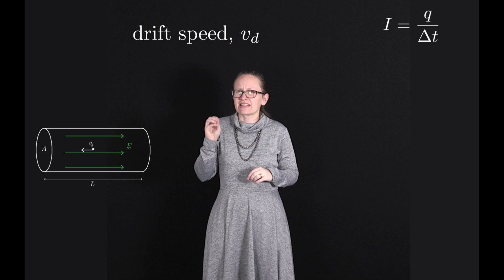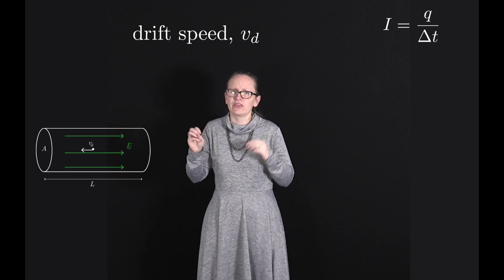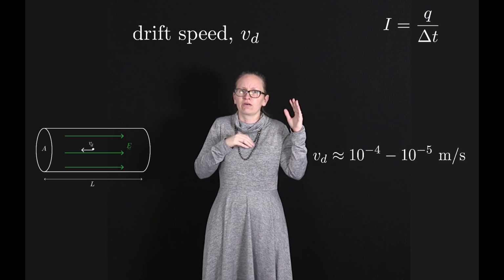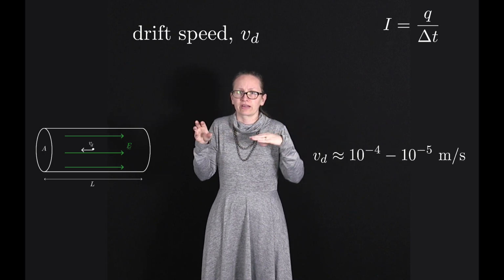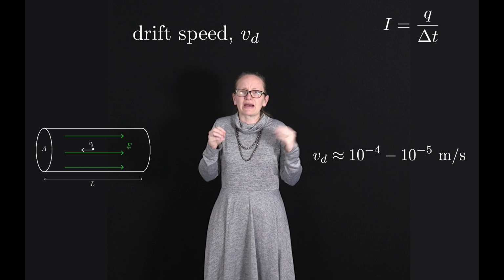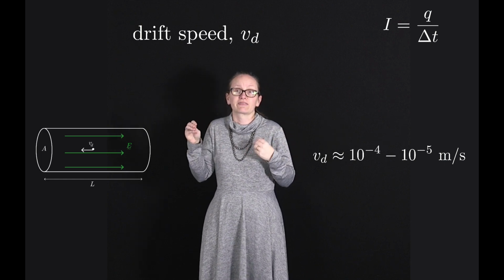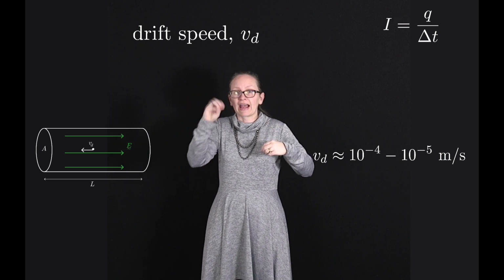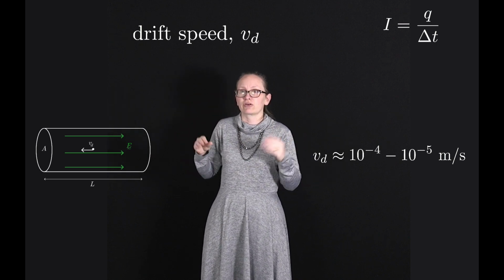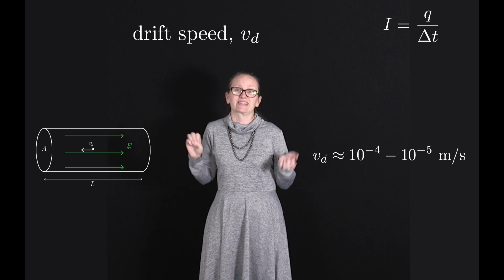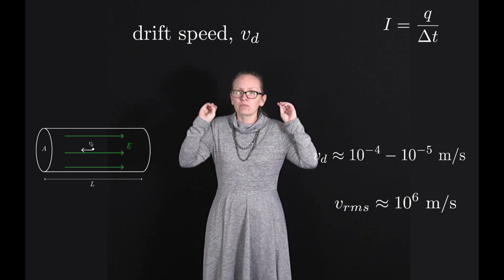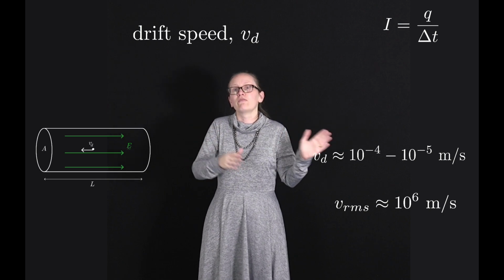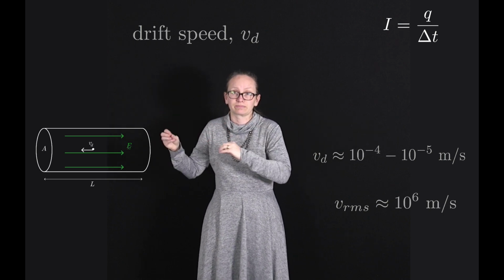Now, the drift speed is actually surprisingly small. If you think about the wiring in your house, the drift speed of the electrons through the wires is around 10 to the minus 4 to 10 to the minus 5 meters per second. We can compare this with the random speed of the electrons in the conductor, which is around 10 to the 6 meters per second. So while the drift speed is small, it is accountable for the electric current.